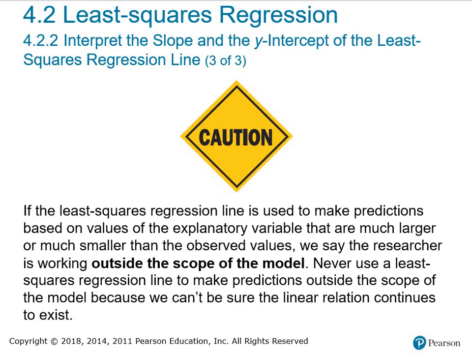If the least squares regression line is used to make predictions based on values of the explanatory variable that are much larger or much smaller than the observed values, we say that the researcher is working outside of the scope of the model. Never use a least squares regression line to make predictions outside of the scope of the model, because we cannot be sure the linear relation continues to exist. We're going to end the video with this caution.